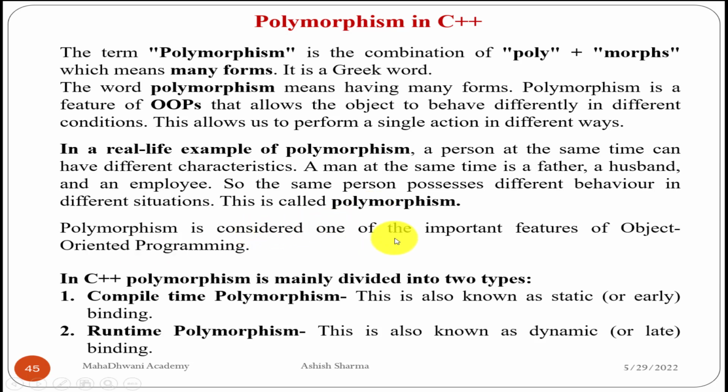Polymorphism is considered one of the important features of the object-oriented programming system. In C++, polymorphism is mainly divided into two types: number one, compile time polymorphism, and number two, runtime polymorphism. Compile time polymorphism is also called static binding or early binding. Runtime polymorphism is also known as dynamic or late binding.